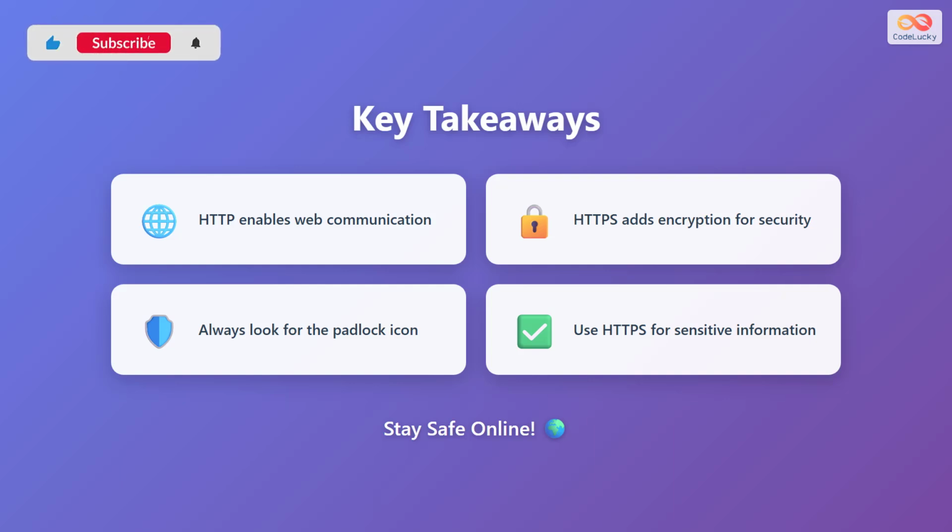Let's review the key points. HTTP enables web communication but lacks security. HTTPS adds encryption to protect your data. Always look for the padlock icon before entering sensitive information. And remember, use HTTPS whenever you are sharing personal or financial data online. Stay safe on the internet.